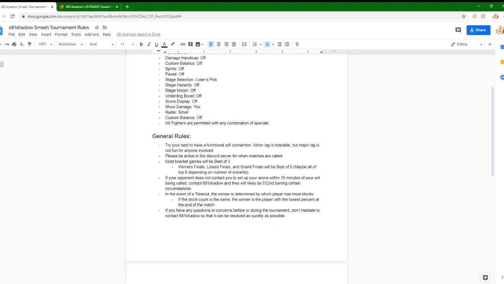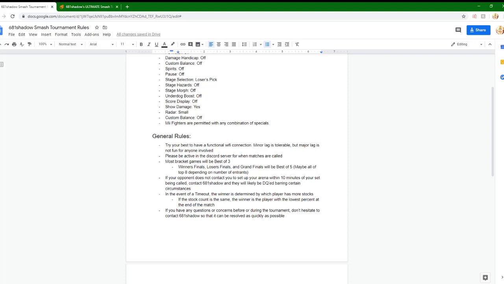All right. So in the event of a timeout, if you're playing one of your games and the 7 minute timer runs out and the game is still going, sudden death is not going to decide who wins the game, because sudden death is not really skill based at all. The way we deal with a timeout is that the winner is determined by which player has more stocks. Let's say when the time runs out, player A has two stocks and player B only has one. Player A would be the winner of that match. But if players A and B had the same amount of stocks, the winner is the player with the lowest percent at the end of the match. So that's pretty much how that goes.